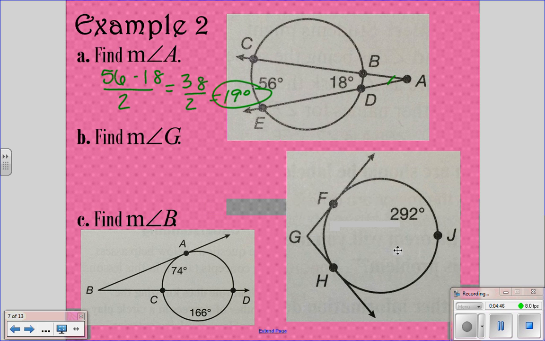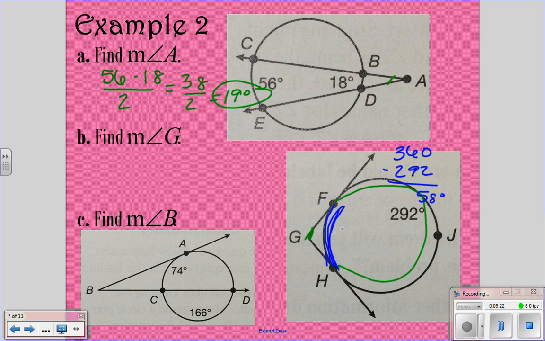Okay? For G, we're looking for this angle here. They tell us that this big major arc, this one around here, is 292 degrees. And then they don't tell us what this arc here is. But if we know that a circle is 360 degrees, how can we figure out this angle? This arc here is going to be 360 minus 292, which is going to be 58 degrees.